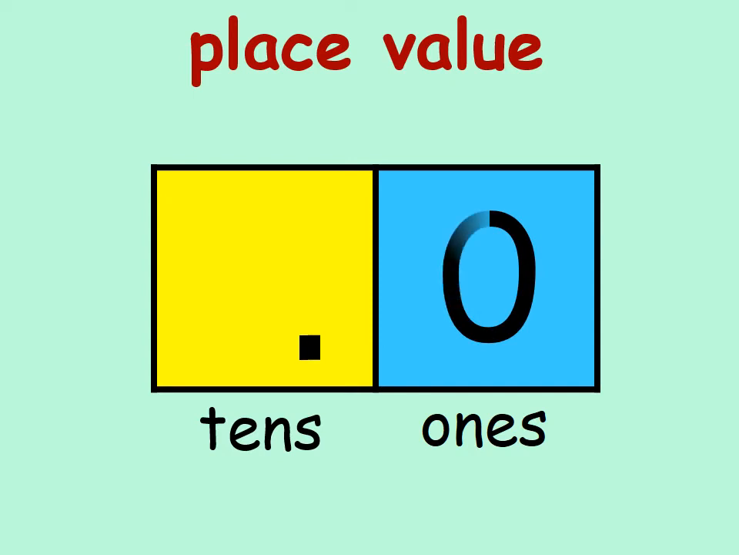So how many dots do we have in the blue? We have none. There's nothing in there. That value is 0. And then what do we have in the tens? How many squares do we have? We just have 1. So there it is. There's the number 10. Let's look at some more.